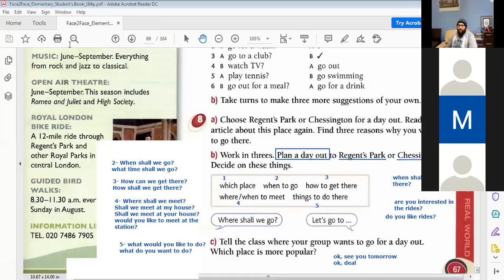Sensibil. Yeah. When shall we go? When or where? Where shall we go? ما نبغى تتفقوا قبل. I'd like to go to the park. I'd like to go to مثلا Regent's Park. صح؟ Yes. Yes, good idea.